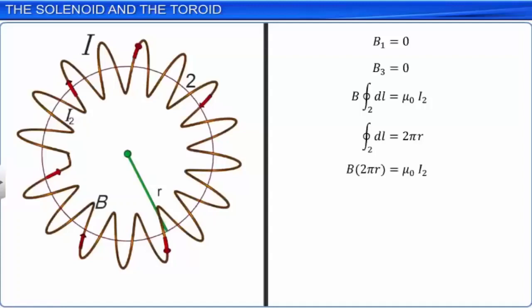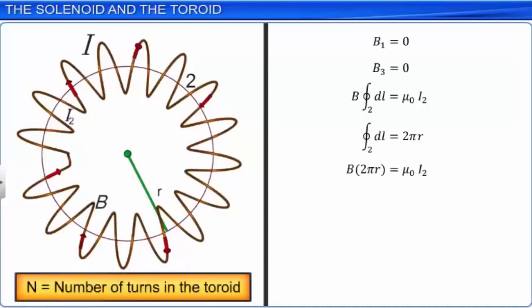Let N be the total number of turns in the toroid. Therefore, the total current enclosed by the Amperian loop 2, I2, is equal to NI. Substituting the value of I2 in the expression and simplifying, we get the magnetic induction due to the current carrying toroid, B is equal to mu naught NI by 2 pi r.